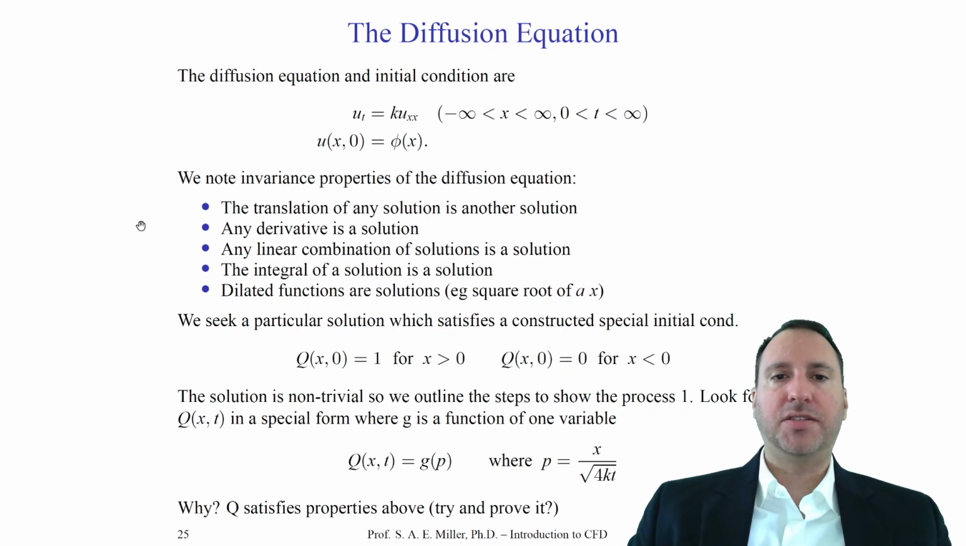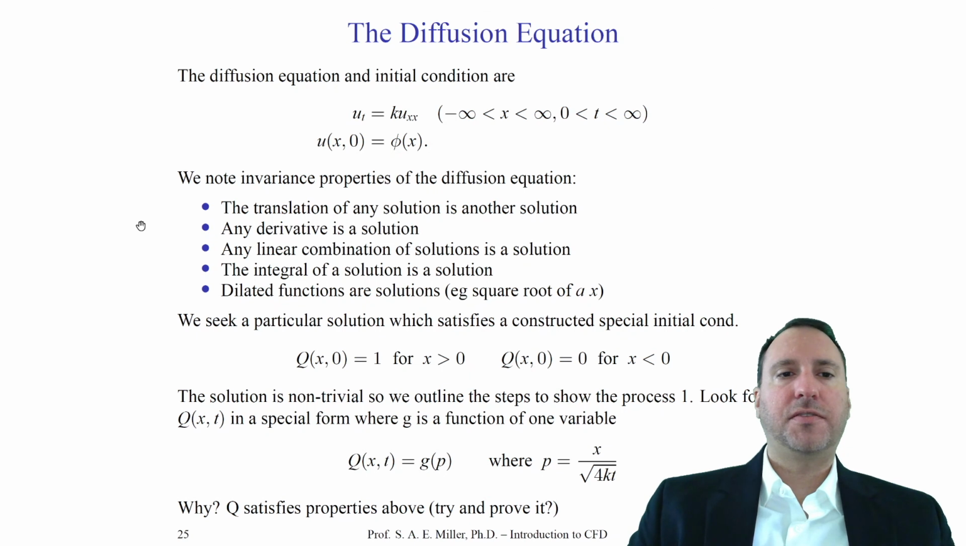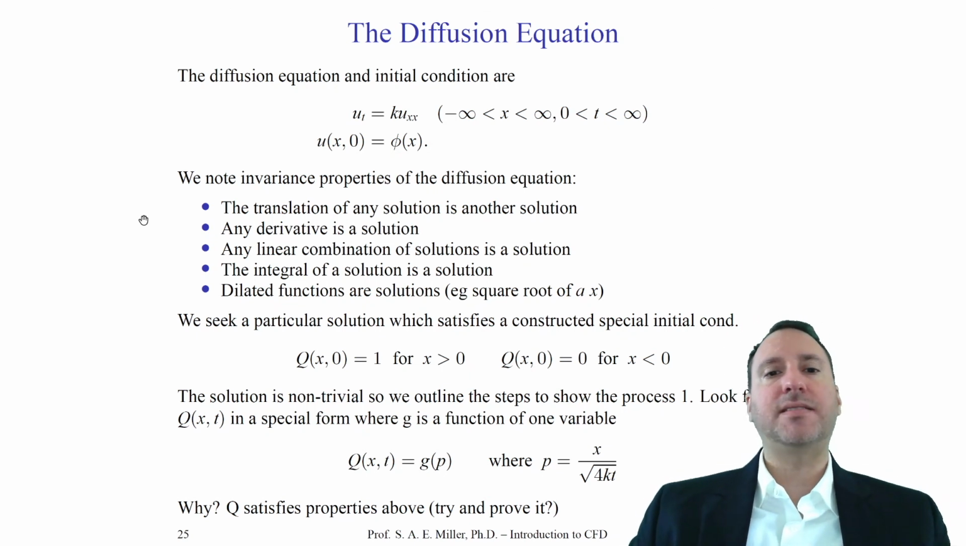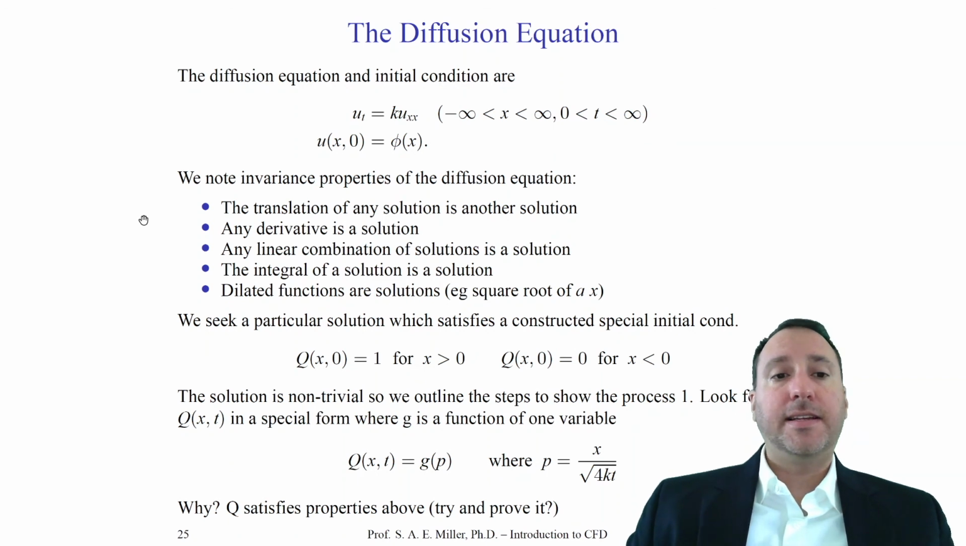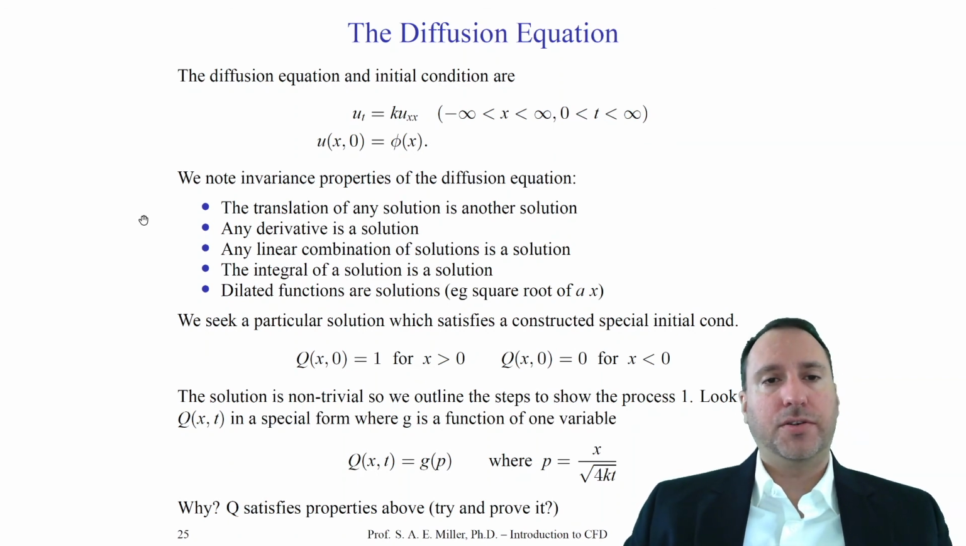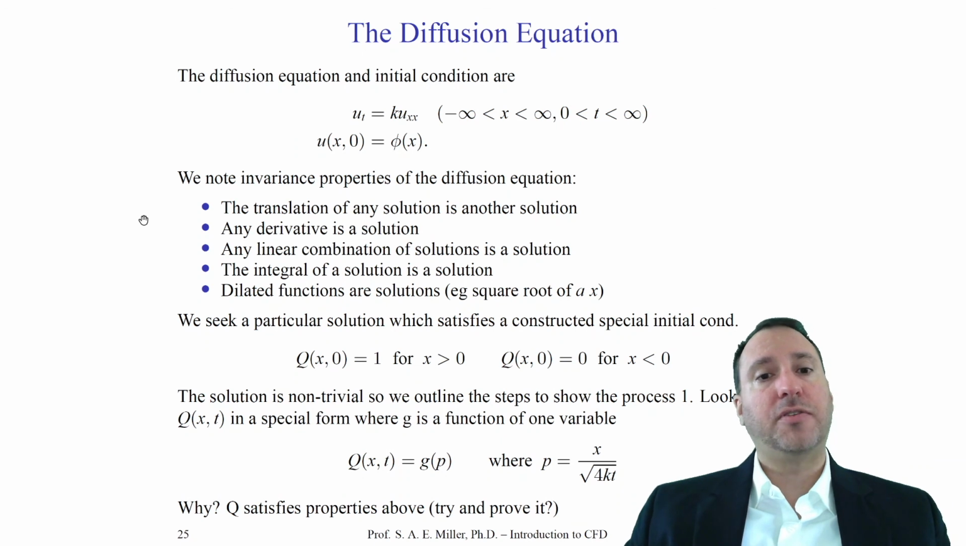Now there are some properties of the diffusion equation. You'll notice that both these partial differential equations are linear, and they have interesting properties. For the diffusion equation, a translation of any solution, if you can find it, will be another solution. Any derivative of the solution is also a solution. Any linear combination of the solutions is also a solution. So the equation is linear, so if we find two different solutions, we can add them to find another solution. Finally, the integral of any solution is also a solution.